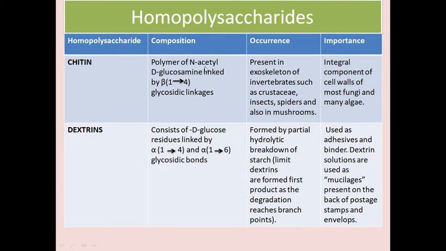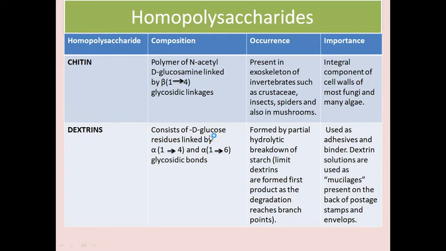Chitin is a polymer of N-acetyl glucosamine linked by beta 1,4 glycosidic linkages. It is present in the exoskeleton of invertebrates such as crustaceans, insects, spiders, and also in mushrooms. It acts as an integral component of cell walls of most of the fungi and algae.